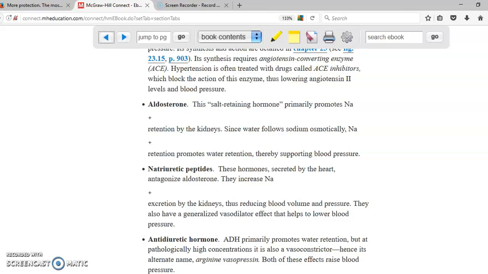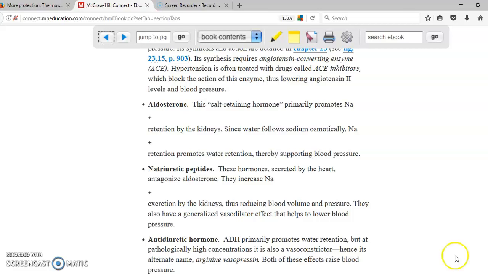So in order to avoid that, the atrial natriuretic peptide will reduce the blood pressure by stimulating the excretion or removal of sodium through the kidneys. And since you remove sodium, then obviously water will be removed as well. It basically has the opposite effect as aldosterone.